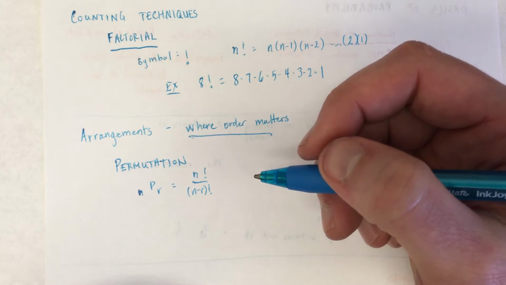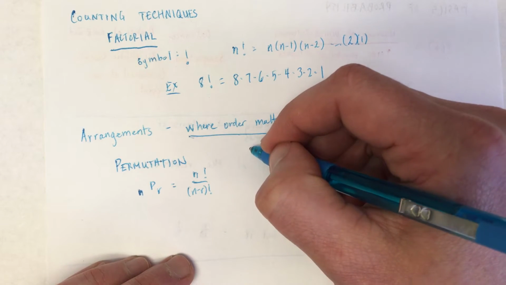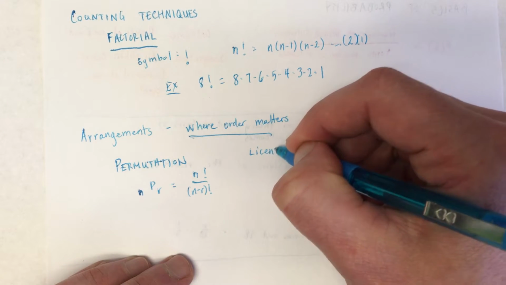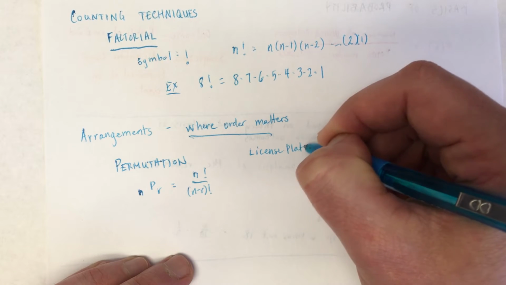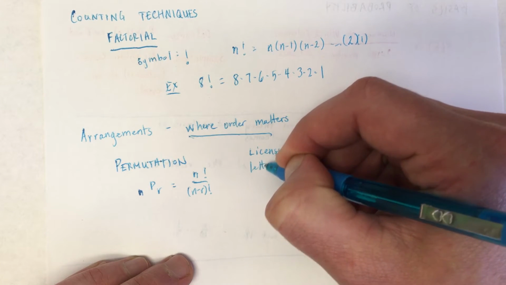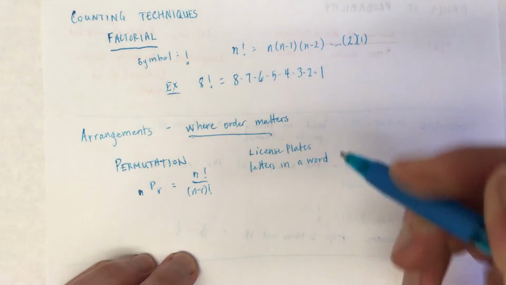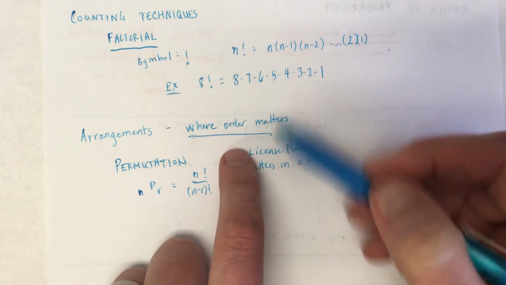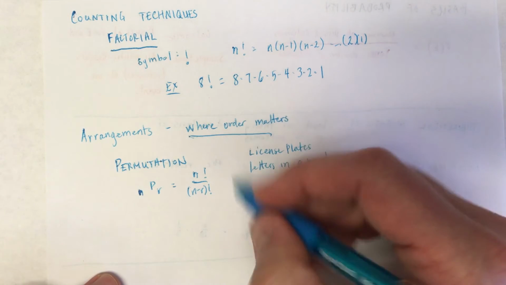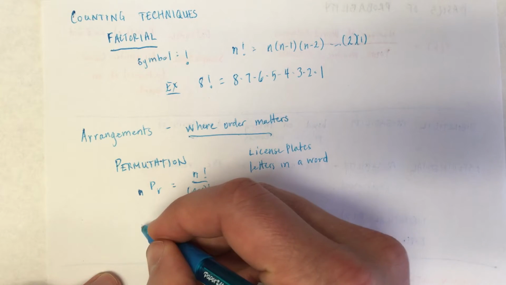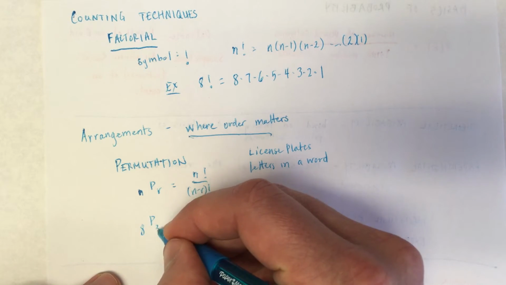Okay. Where does this happen? License plates, letters in a word. How can you arrange them? Because order matters for those things. How does this work? You pick a number. We can go with 8 P, let's just say 3.